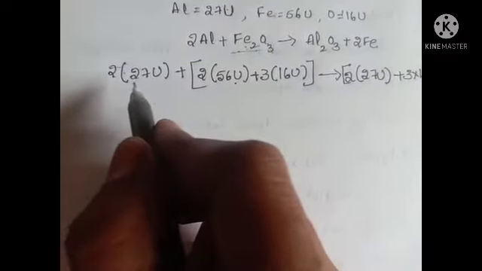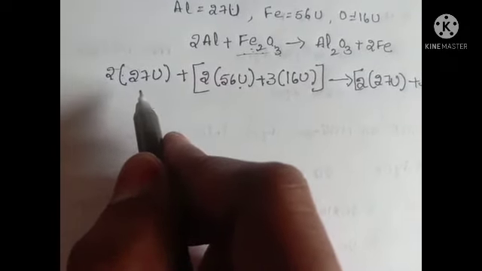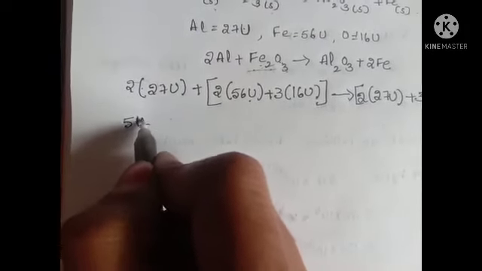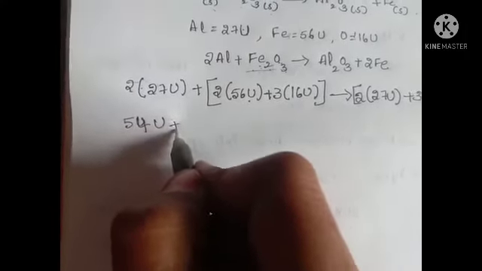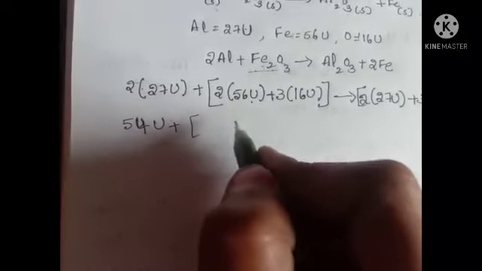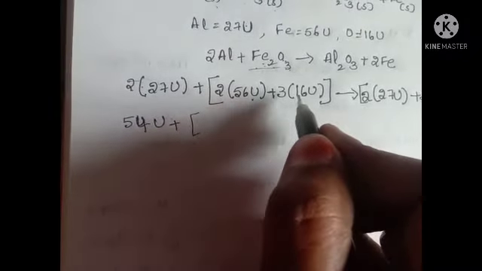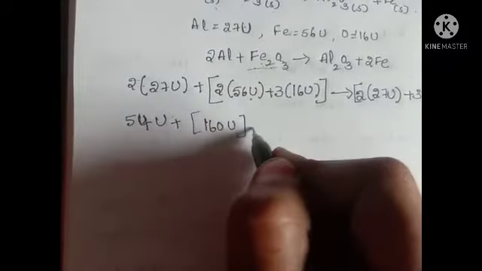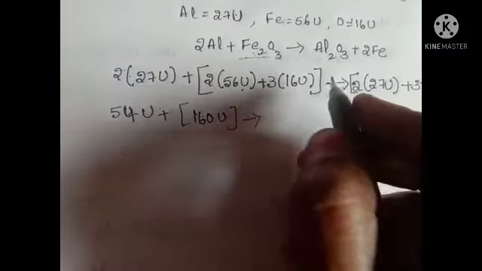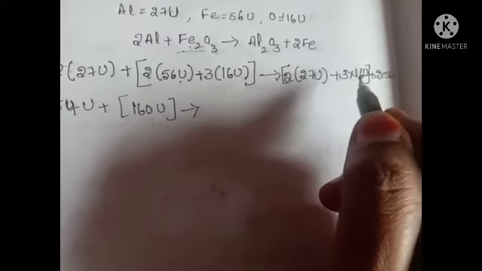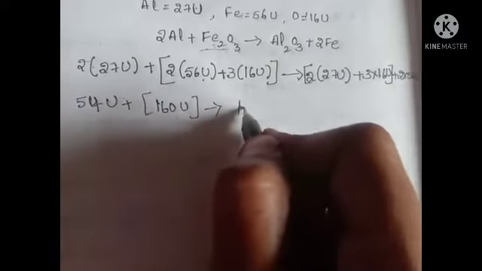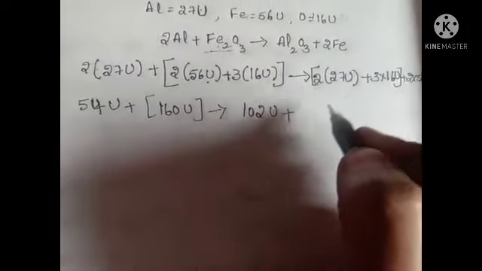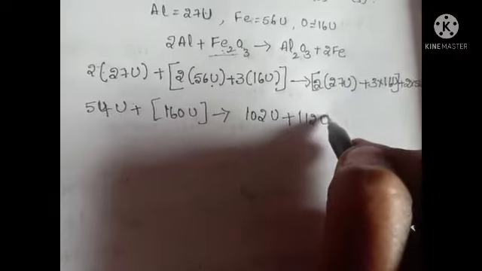Then calculate it. 2 into 27 equals 54 unified mass, plus 2 into 56 plus 3 into 16, totally 160 unified mass, gives rise to 2 into 27 plus 3 into 16, totally 102 unified mass, plus 2 into 56, that equals 112 units of ferrous.